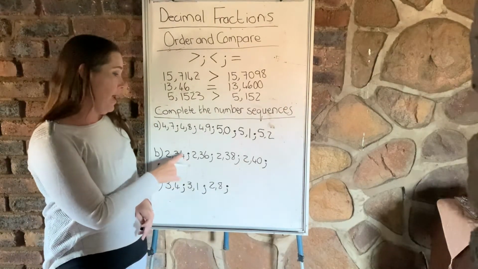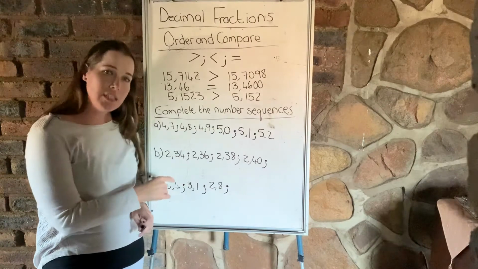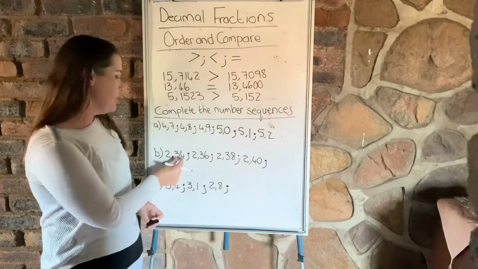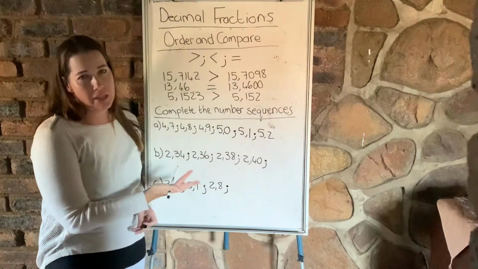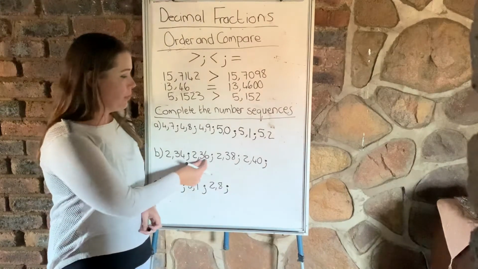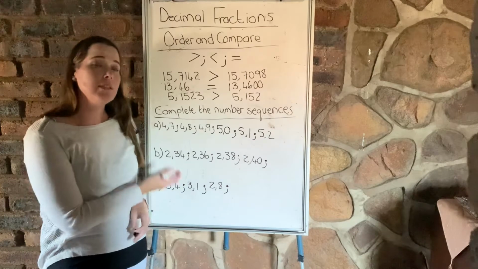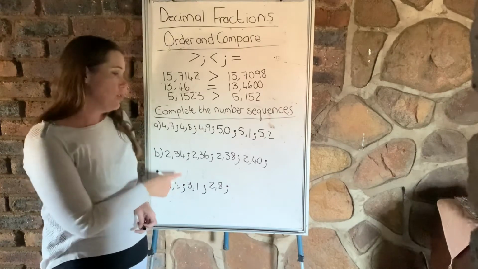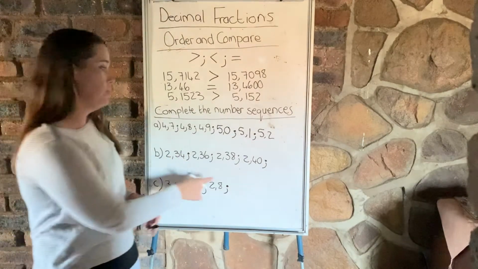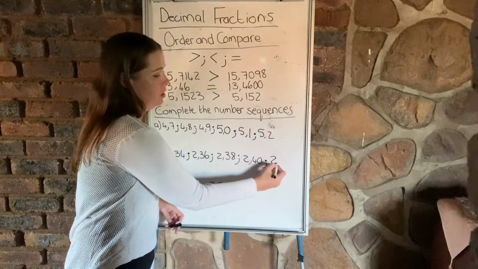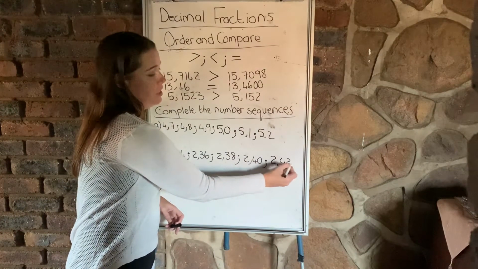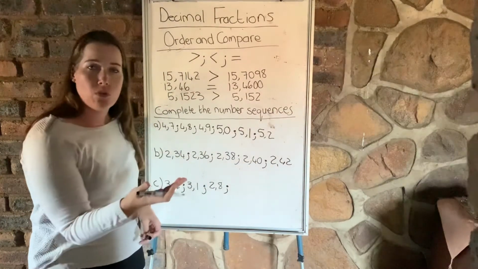If we look at the next one, we have tenths and hundredths. They are adding 2/100ths every time. Again, you can just look at the digits after the comma. It makes it easier. You can work with the 34, the 36, and the 38. So you can see that they're counting in twos, but in this case, it's 2/100ths. So you keep adding 2/100ths. So after this, it will be 2,42, and then it'll be 2,44, and so on.